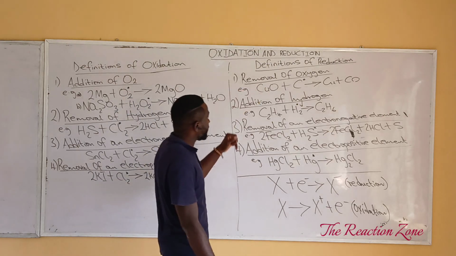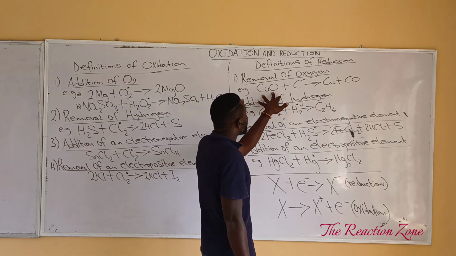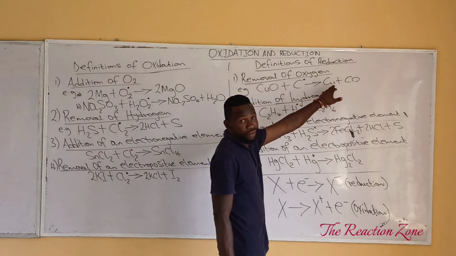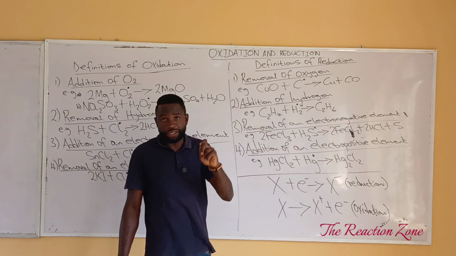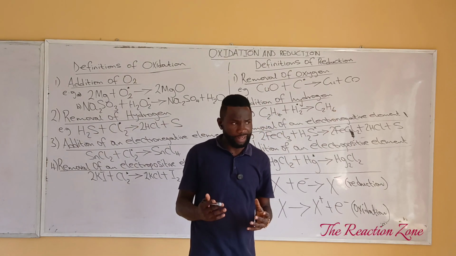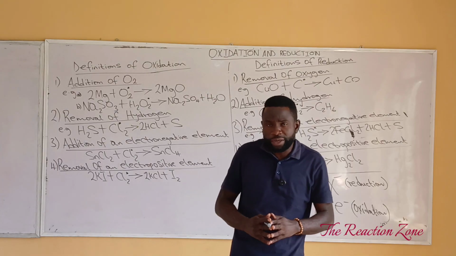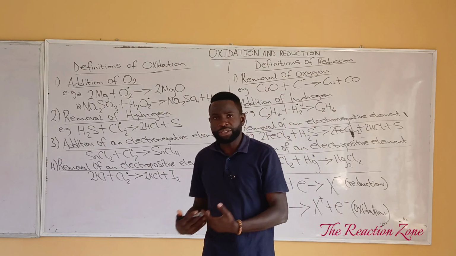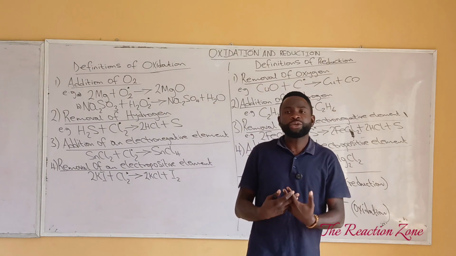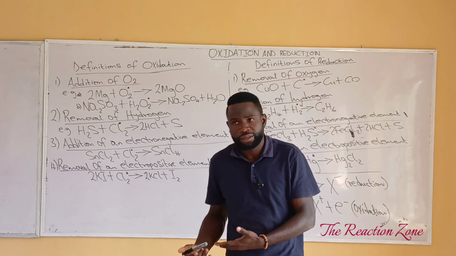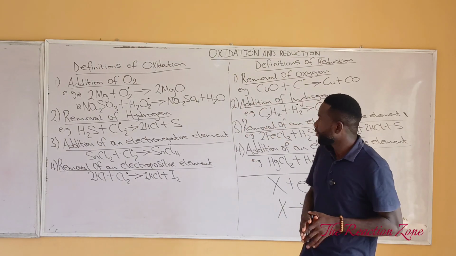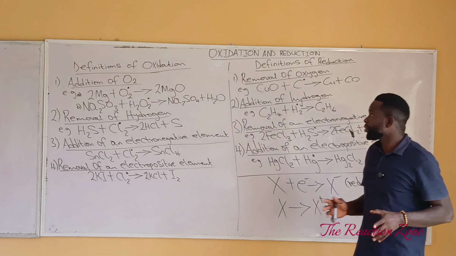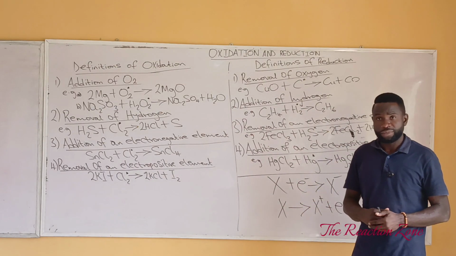Take this example here. Copper(II) oxide here is being reduced to copper. Copper(II) oxide that is being reduced is an oxidizing agent. So please do not forget that any substance undergoing oxidation is a reducing agent, and any substance undergoing reduction is an oxidizing agent. So I want to believe that the definitions of oxidation and reduction are clear.